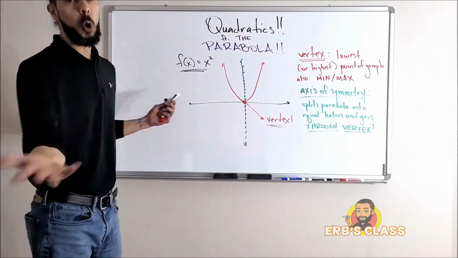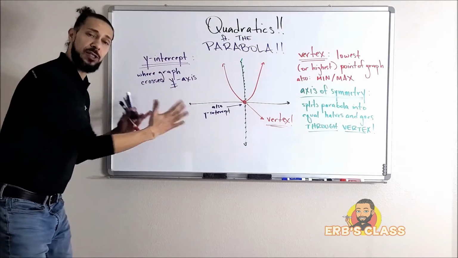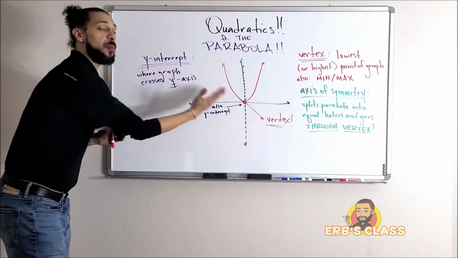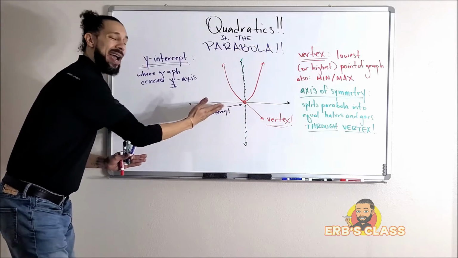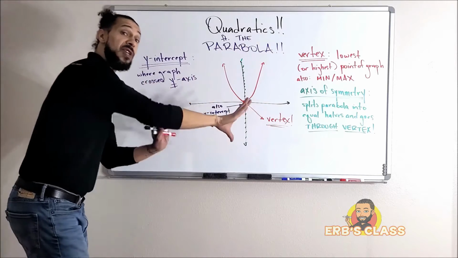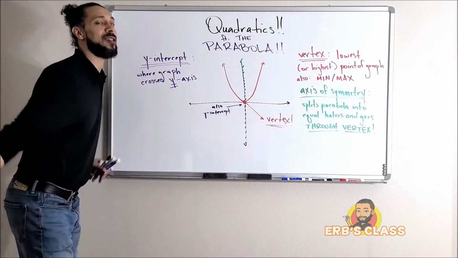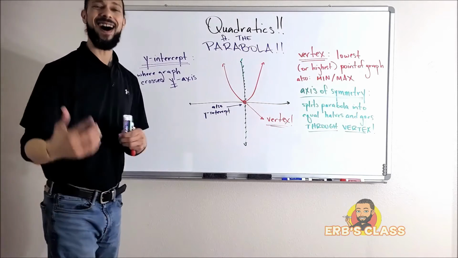All right, so what else is there? There's also a y-intercept. In this particular graph, the y-intercept also happens to be the vertex, but on a different graph, when we move this around, they're going to be different. But the y-intercept, remember, is where the graph crosses the y-axis.